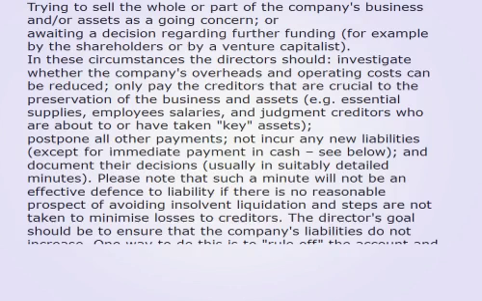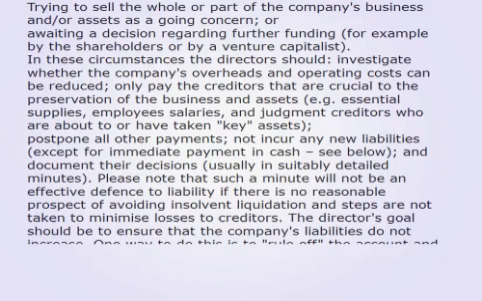In these circumstances, the directors should investigate whether the company's overheads and operating costs can be reduced, only pay the creditors that are crucial to the preservation of the business and assets, for example essential supplies, employees' salaries, and judgment creditors who are about to or have taken key assets. Postpone all other payments, not incur any new liabilities, except for immediate payment in cash, see below, and document their decisions, usually in suitably detailed minutes.